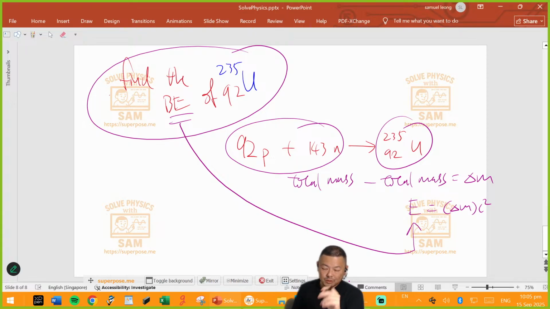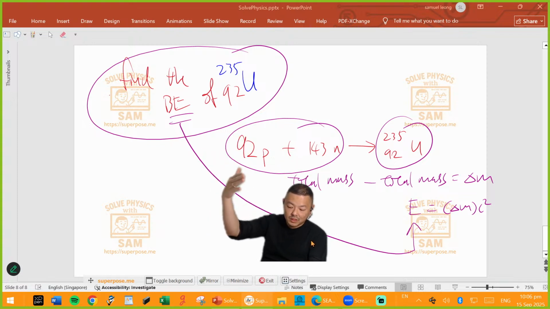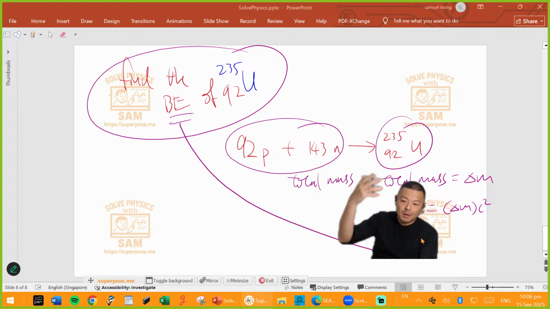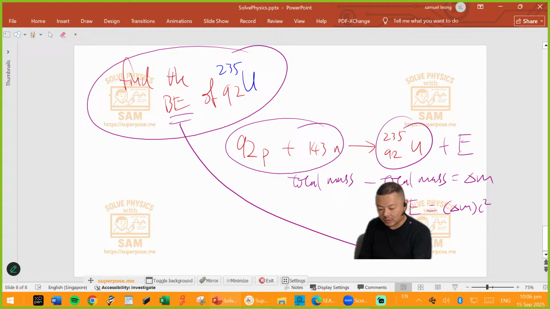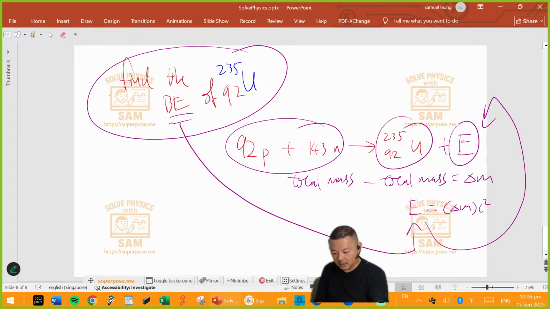So if they ask you some random question where they say, go and find the binding energy of this nucleus, you do this. You split it into its protons and neutrons. Because when they ask you for binding energy, they're asking you what's the energy released when the nucleus is formed from its constituent nucleons, protons and neutrons.